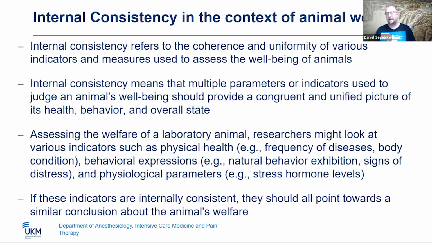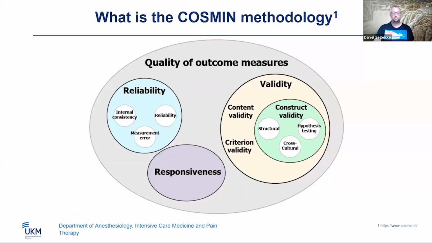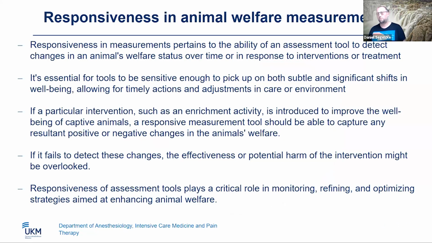Assessing the welfare of laboratory animals, researchers might look at different indicators, for example, physical health by frequency of disease or body condition, behavior, expressions, natural behavior, or signs of distress, signs of anxiety, depression or so, and physiological parameters. Stress hormone level is one point. And if these indicators are internally consistent, they should all point toward a similar conclusion about the animal welfare. And the last point, and I think it's one of my favorite points, is the responsiveness of the instrument.